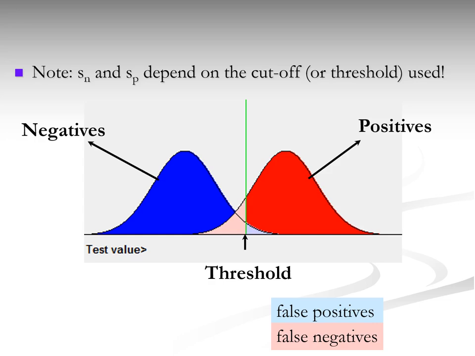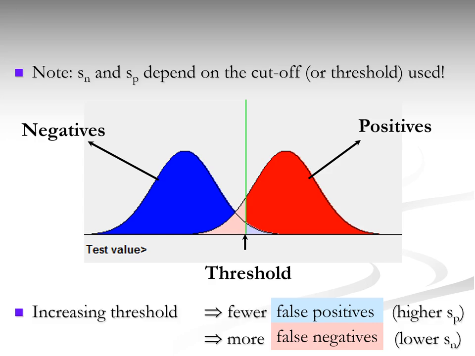You can also see that from all positive cases, so that's the right normal distribution, part of them has a value lower than the threshold. So these cases are not tested positively, whereas they are positive. So these are the false negatives. So that part is given in light red.